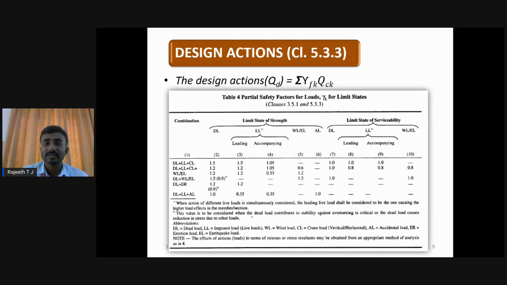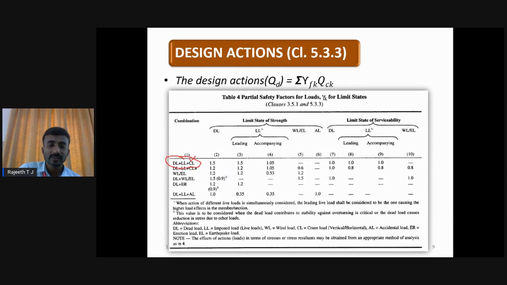The design action includes what? The characteristic load we need to multiply with the partial safety factor to get the design load, where QCK is the characteristic load. So after calculation of the load combination, we will end up with the major load or the critical load. For that load, for safety, we need to multiply with the partial safety factor, which is available in Table number 4 of IS 800. Here, if you observe, this is the first load combination.